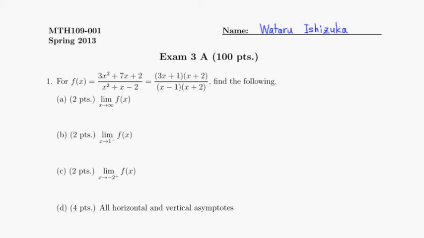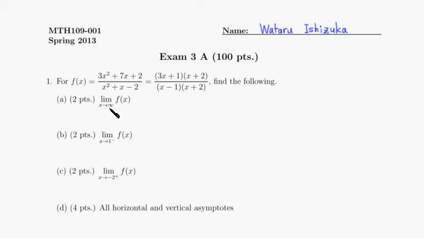Okay, let's look at exam 3, version A. Number 1: we have this rational function given. Then we want to take a bunch of limits and find asymptotes. So let's do that. First, the limit of f of x as x approaches infinity.